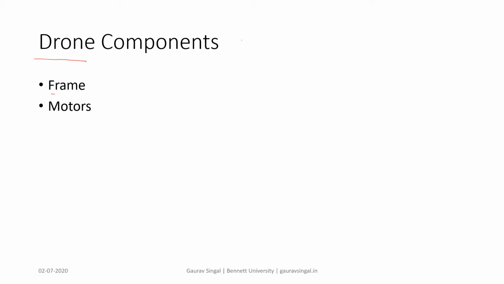So first of all is the frame, the body of the drone, how the drone will look. Is it four motors? Is it six motors? Is it eight motors? Is it X shape or is it plus shape? Which kind of drone you want to purchase or which kind of drone you want to make is required for your application. So first of all, the major component is the frame.